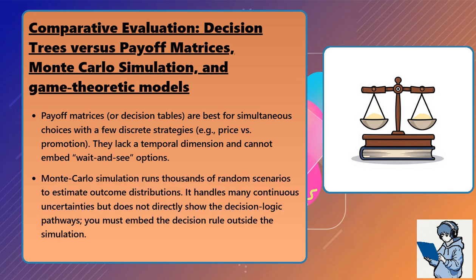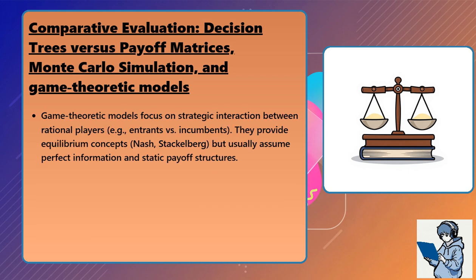Monte Carlo simulation runs thousands of random scenarios to estimate outcome distributions. It handles many continuous uncertainties but does not directly show the decision logic pathways. You must embed the decision rule outside the simulation. Game theoretic models focus on strategic interaction between rational players, for example entrants versus incumbents.